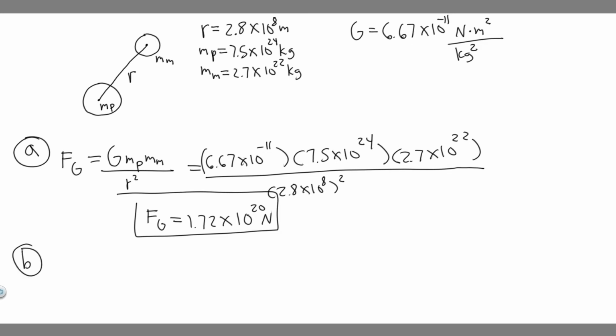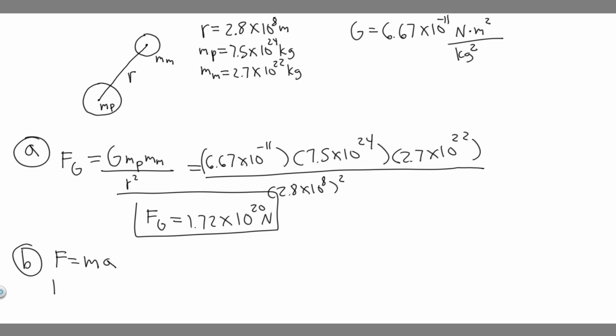So now that we know the force, for B we want to find the acceleration of the moon towards the planet, and for C, the acceleration of the planet towards the moon. In order to solve this, we're just going to use Newton's second law, F equals ma, so force equals mass times acceleration. For B, we're trying to find the acceleration of the moon towards the planet, so we're going to use the mass of the moon.